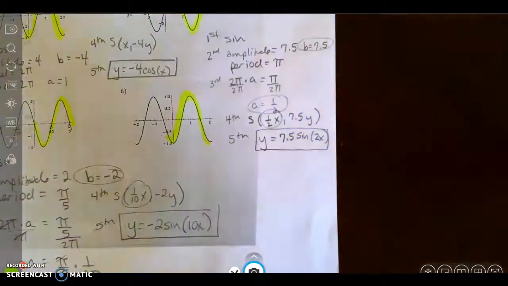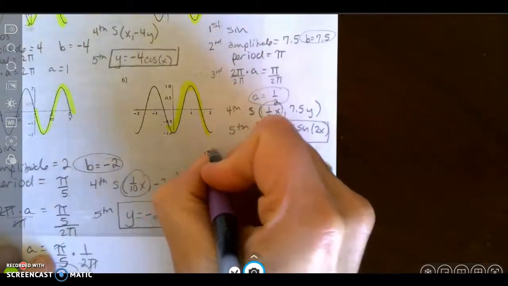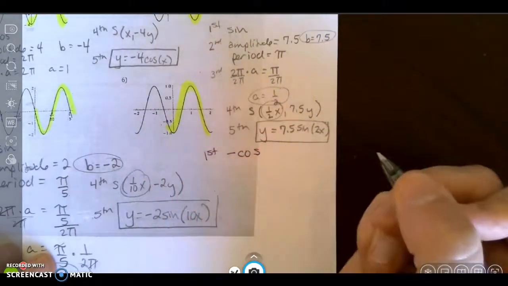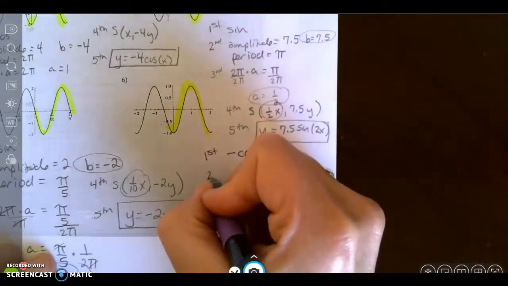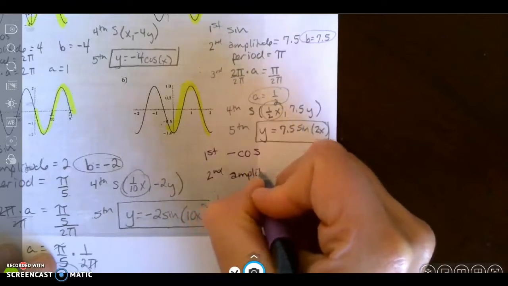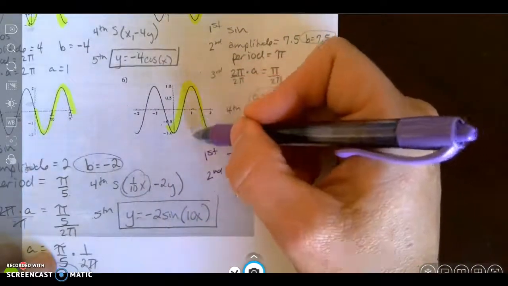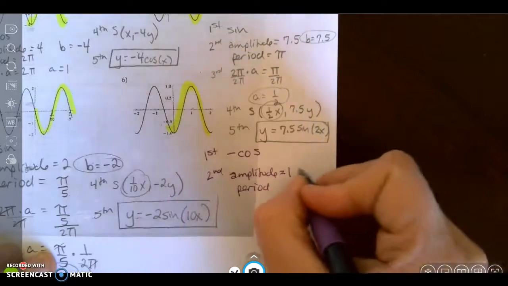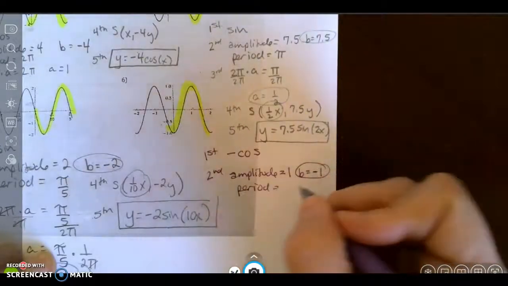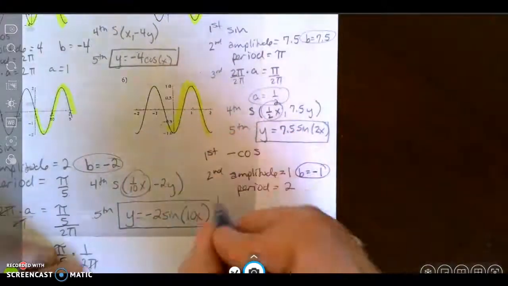Good. I'll make sure my work stands out here, so I'm going to do different colors as I'm running out of room. My first step is, it looks like a negative cosine curve, an upside down U. Now I want to figure out my amplitude and period. I'm up 1, down 1. So my B value is -1. My period is 2. Notice it's not 2 pi, it's just 2.